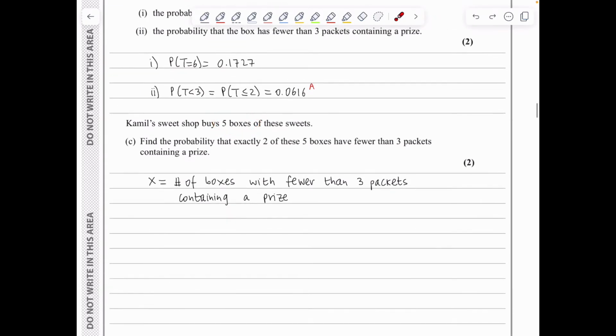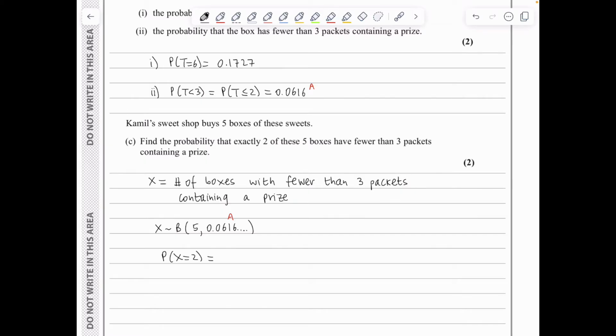So this is still a binomial random variable. However, the parameter n is 5. And the probability of success is exactly what we found in part II above, 0.0616, which remember we have stored on A. And we're trying to find the probability of x being equal to 2.